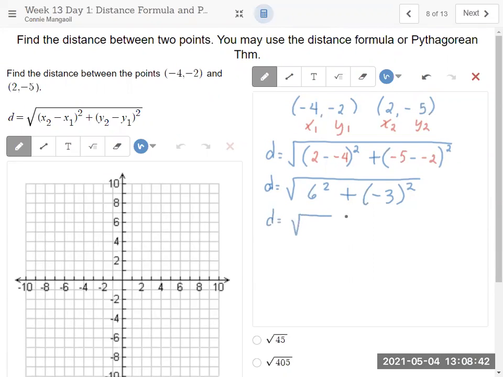So we get here 6 squared is 36 plus -3 squared, that will still become positive. It's equal to +9, right? So therefore, the distance would be equal to the square root of 45. Okay? Now, I want to call your attention here, class.